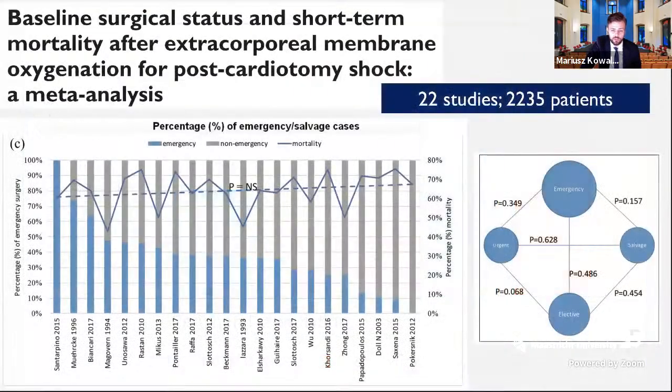In another report of 22 studies and 2,200 patients, we tested the hypothesis that baseline surgical status before heart surgery, that is elective, urgent, emergency, or salvage, are determinants of survival in patients that need ECMO after surgery. Yet, in a meta-analysis, no such associations were found. Indeed, except for lower number of complications in non-emergency setting, mortality rates remain similar, pointing to the fact that ECMO implantation puts all patients at the same risk threshold and works like an equalizer of patient status.